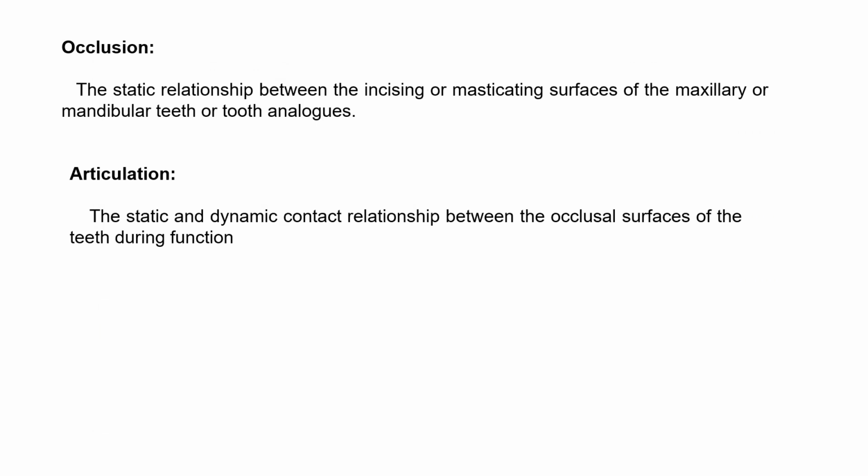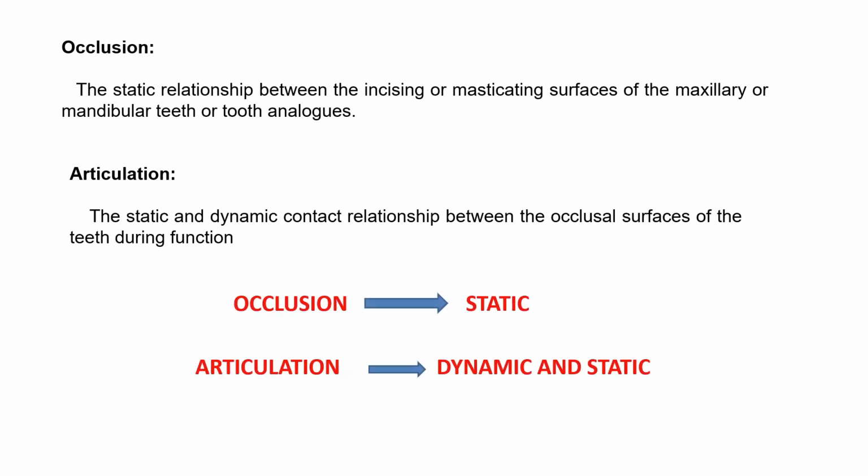One is called occlusion, which represents the contact of the teeth in a static position, which means when the teeth are not moving, the contact of the surfaces of the teeth is called occlusion. But when the teeth start moving, just as in function, the contact of the teeth becomes dynamic, and this contact of the teeth, when the teeth are rubbing against each other or moving over each other, is called articulation. So we have these two terms: occlusion, which is a static relationship of teeth, and articulation, which is both a dynamic and static relationship of the teeth.